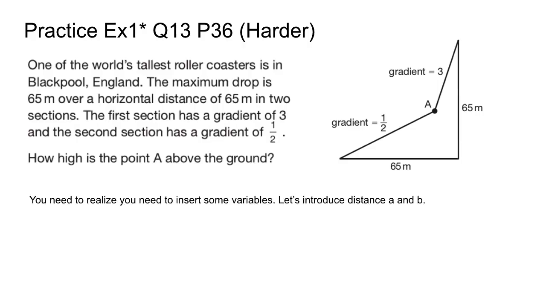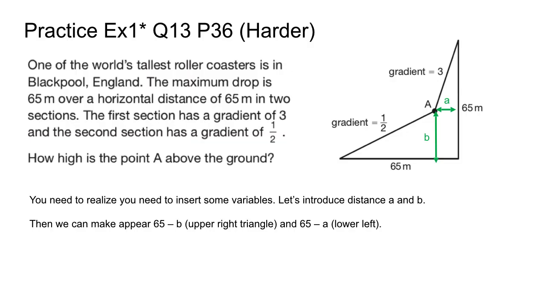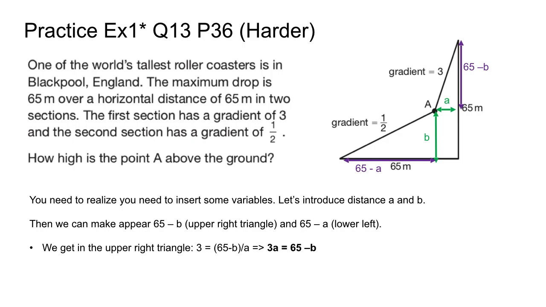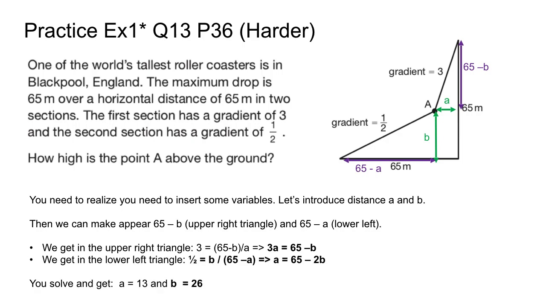This is beautiful. But you need to be able to establish those particular right-angled triangles. There are 2 of them, and you will also find a rectangle there. You need to realize you need to insert some variables. Let's introduce distance A and B, in order to form that particular triangle. And then from there, we can definitely move and calculate all that we have to calculate. And I challenge you to do that.